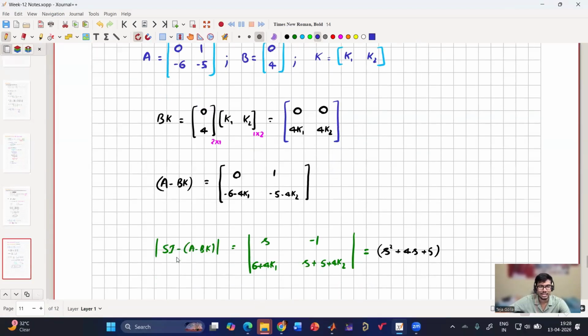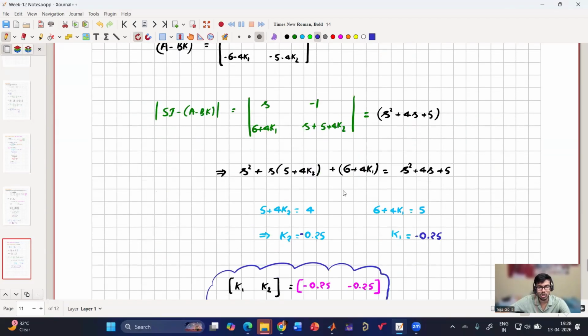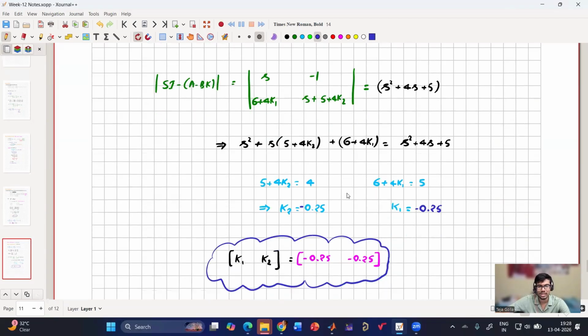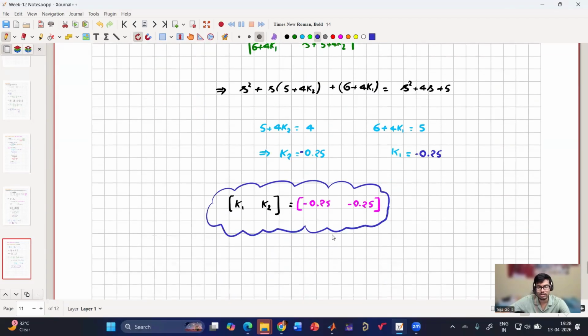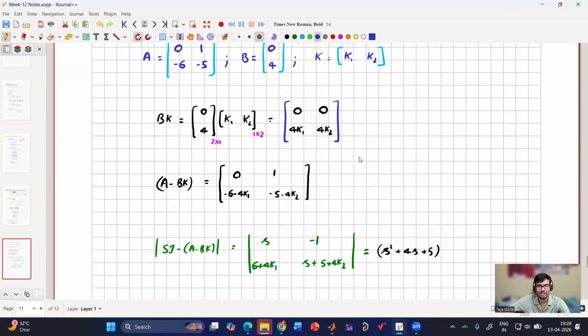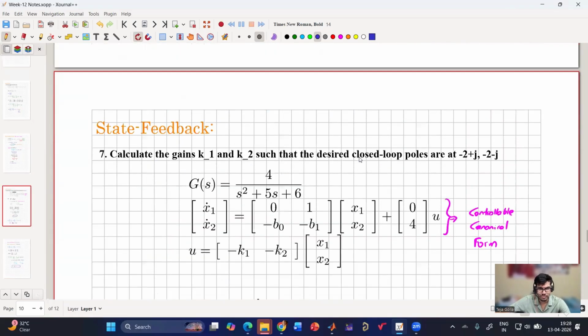I have to calculate determinant of sI minus (A minus BK). So which is what I have calculated, and I got two equations with two unknowns, and then I have solved for k1 and k2, and then k1 and k2 are found to be minus 0.25 and minus 0.25. So in this way, we will be solving for these gains k1 and k2, and based on the desired pole locations, you will be able to solve. Now say if I have given -2 plus 2j and -2 minus 2j, accordingly the characteristic equation will change, and then we'll get a different k.